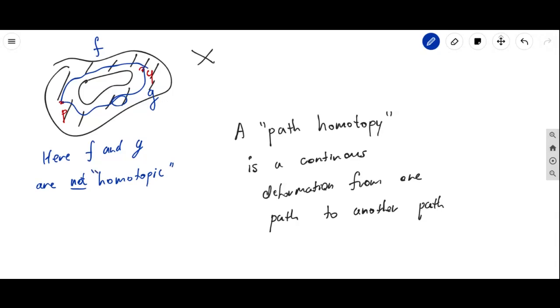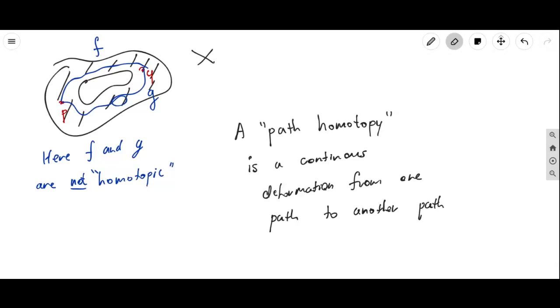So that's the vocabulary that we use. Because in this particular picture, it is not possible to deform this path into that path, because that will require you to pass through that hole. But that hole is not part of your topological space. So sometimes paths are going to be homotopic, and sometimes they will not. And it essentially has to do with whether or not there's a hole in your space.